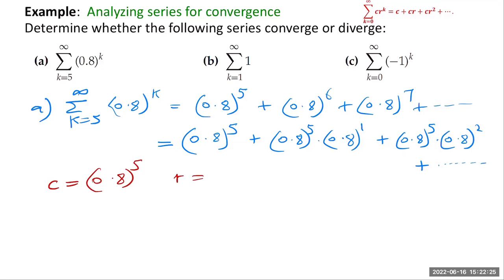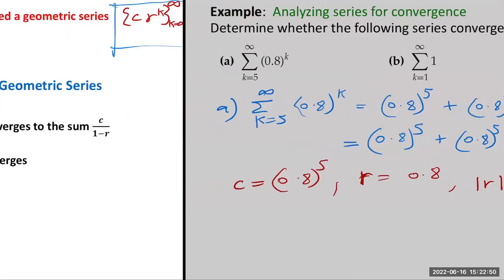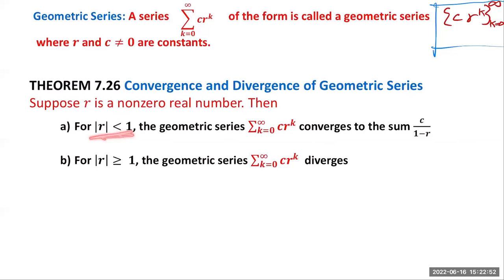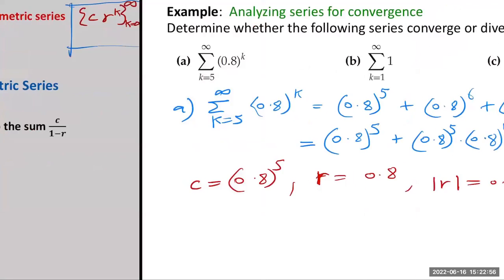Your R is equal to 0.8. Now you can determine whether this geometric series converges or diverges. For that, you need the absolute value of R, right? Since R is a positive number here, your absolute value of R is also positive, that is just 0.8. Notice that it is less than 1. If it is less than 1, by the previous theorem, this series converges to C over 1 minus R.